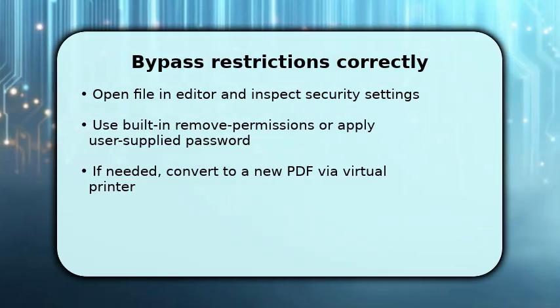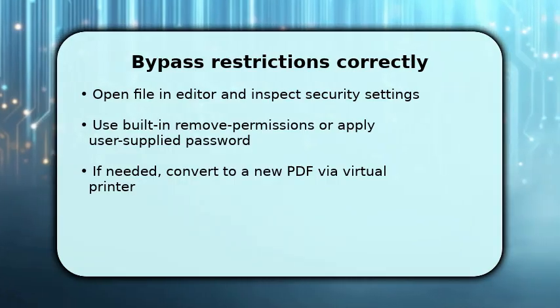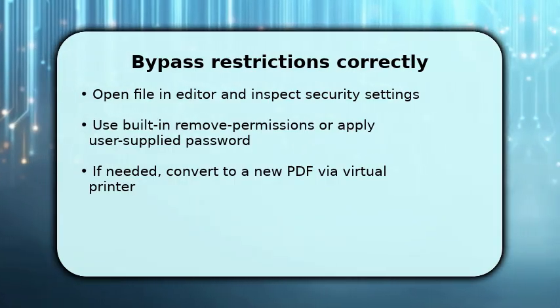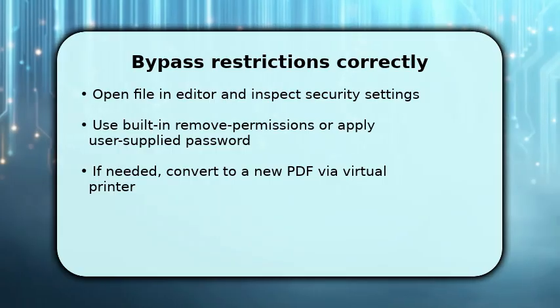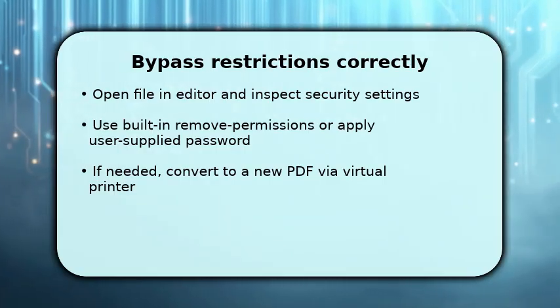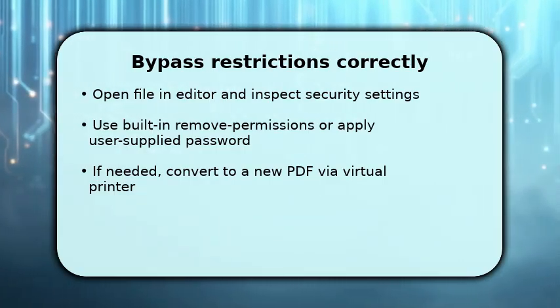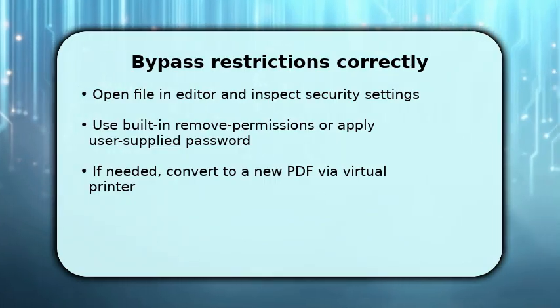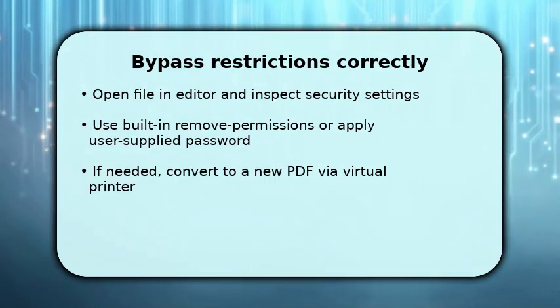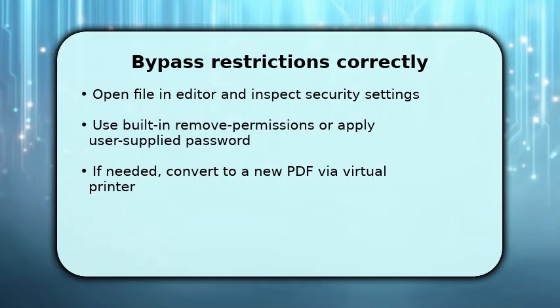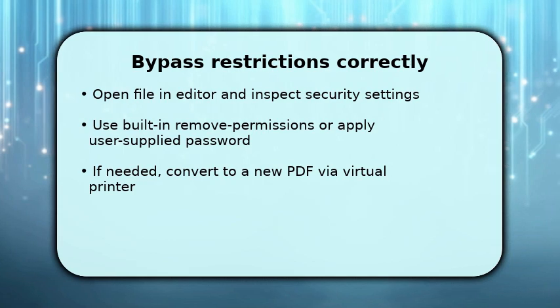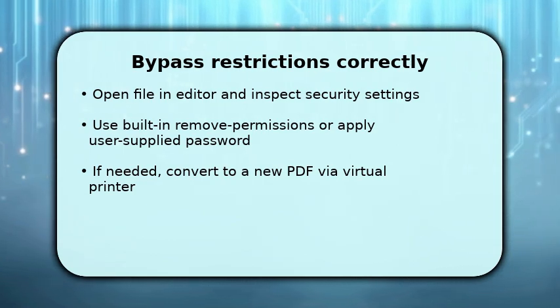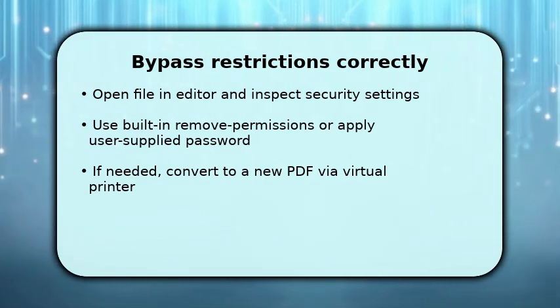If you have the password, enter it and change security to no security or reduce restrictions, then save a new version. If no password but you have authorization, use a tool that removes permission flags or print to a trusted virtual PDF printer to create an unrestricted copy. Make sure to compare annotations and form fields after conversion, so nothing important is lost in the transfer.